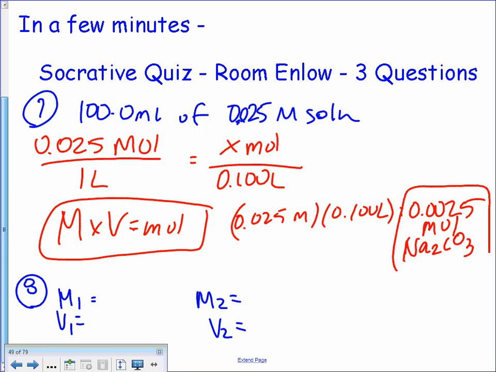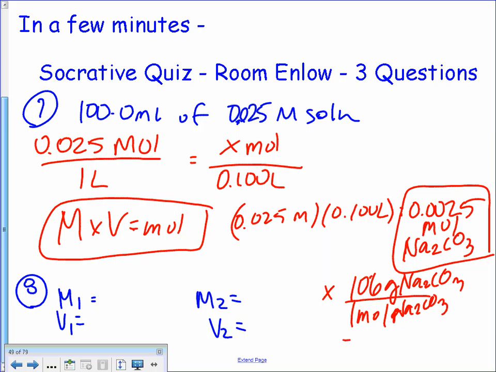Okay, so we got our moles here, but I can't measure out moles, right? What do I generally measure out? Grams. So I'm going to need the mass of this, which would mean me doing what? Looking at the periodic table, getting the molar mass. What is the molar mass of this? 106 grams, approximately, of sodium carbonate. So I'm taking the moles and multiplying by 106 grams per 1 mole of sodium carbonate.